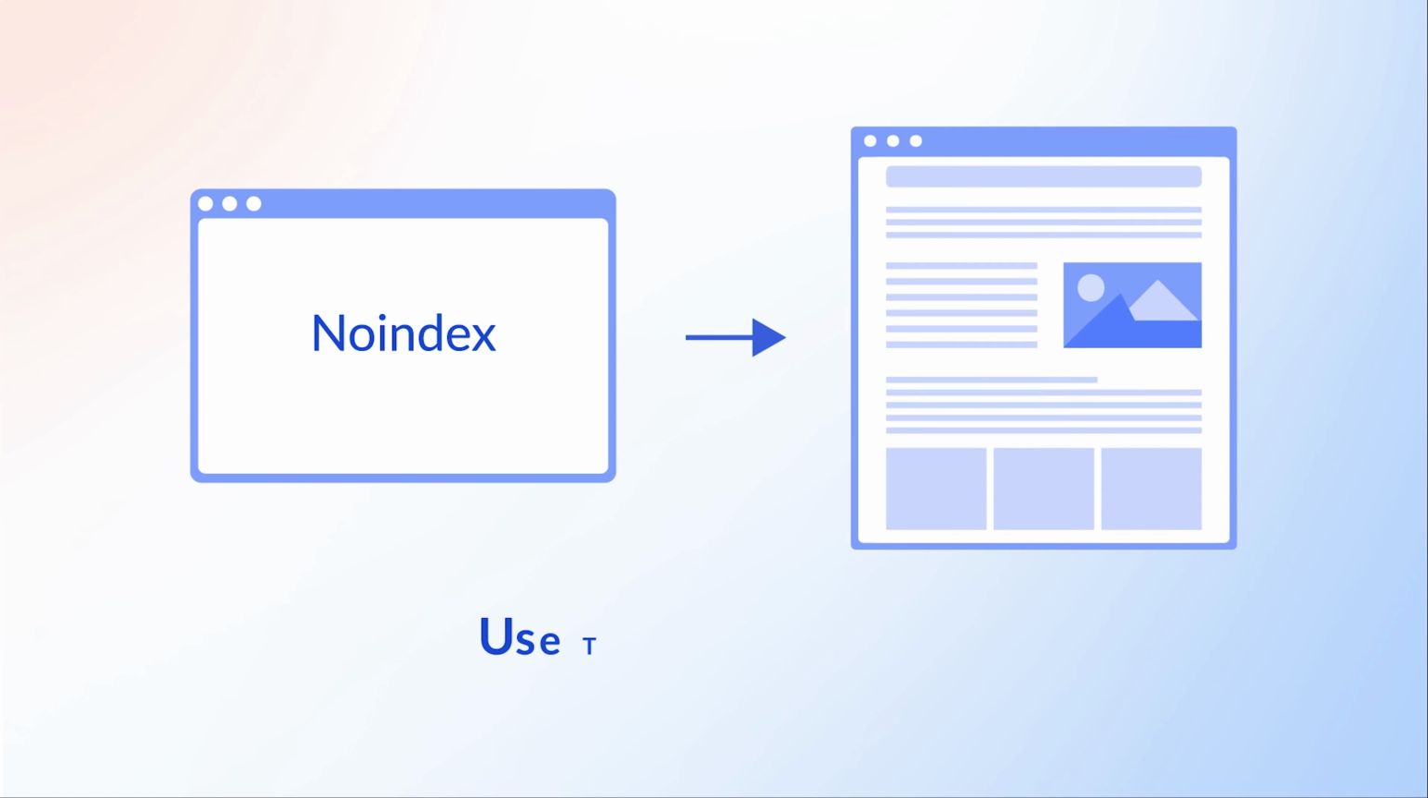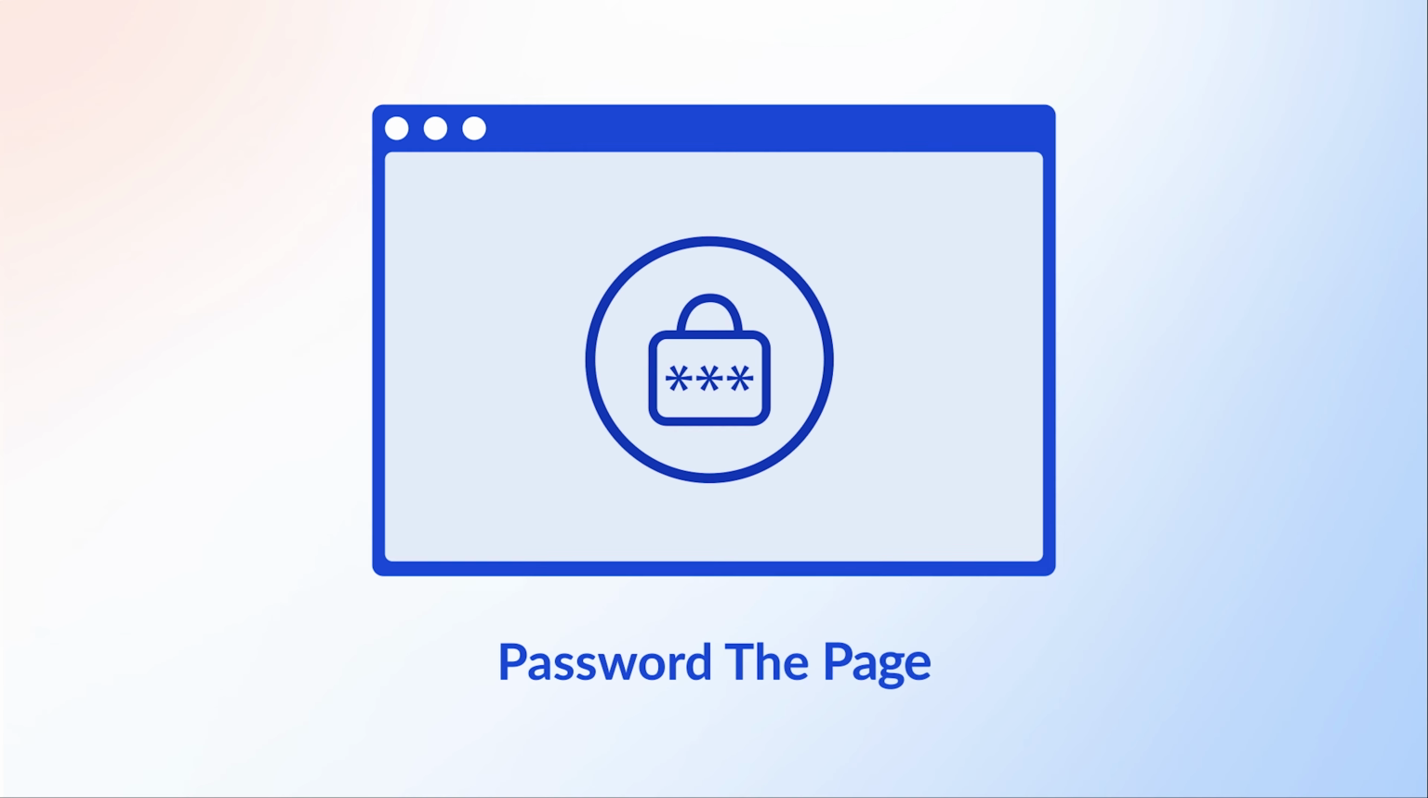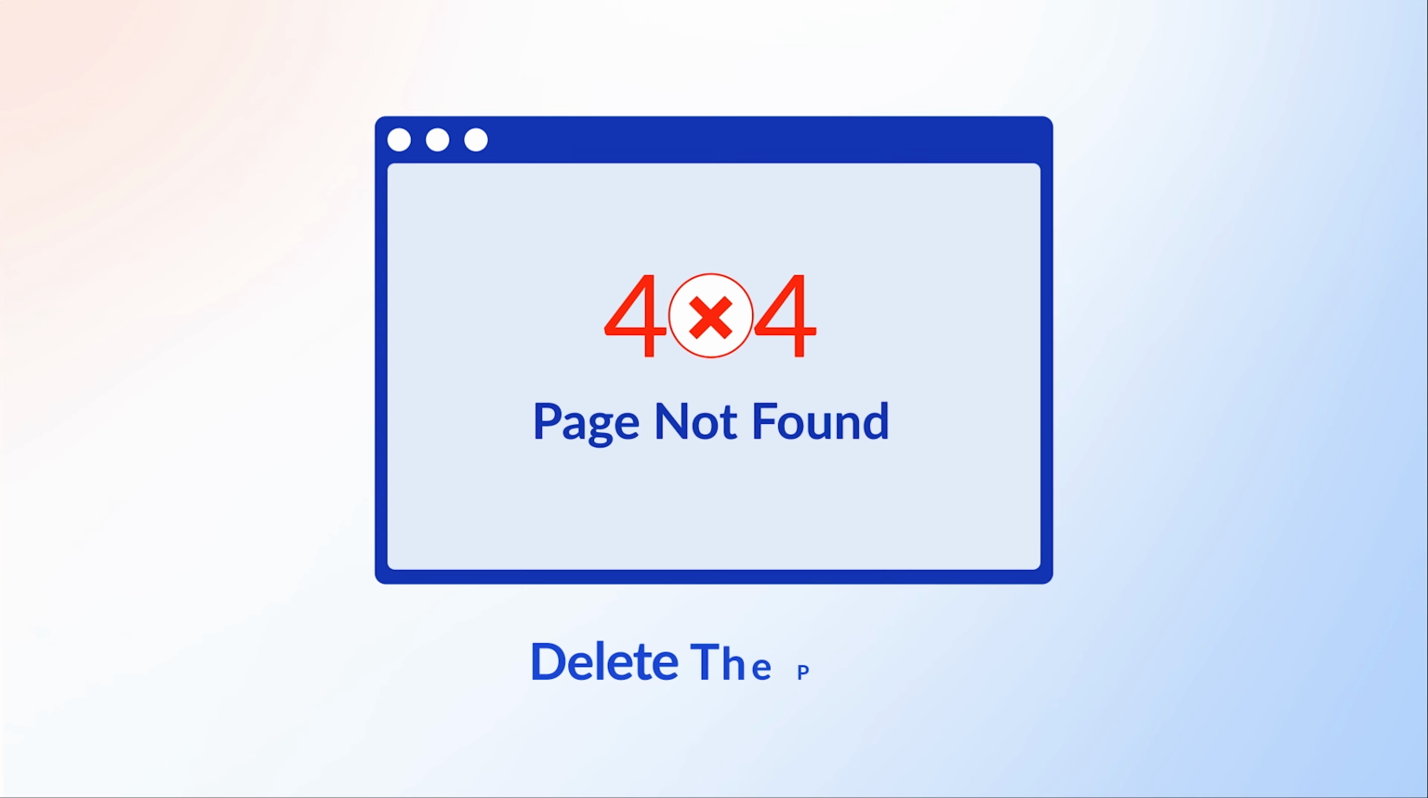Just note that this tool removes pages only from Google's index and only temporarily for around 6 months. It's a quick solution, but it's only one step in removing a page entirely from the web. To do that, you can use the noIndex tag as we discussed in a previous lesson. You could password the page and make it private or delete it altogether.